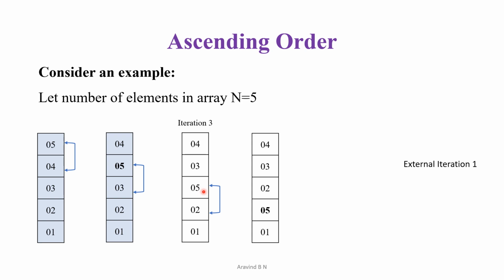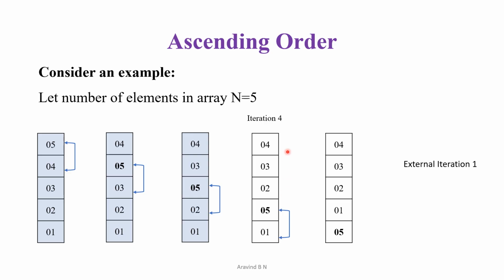Then 5 and 2, the next values, are compared. In this case also 5 is the higher value, 2 is the lower value. Therefore there is an exchange between these two values, and after that this is what we are going to get. In the last internal iteration, 5 is compared with the remaining value, that is 1, and in this case also 5 is the higher value. Therefore again there is an exchange between these two values, and 5 is moved to the bottommost position.